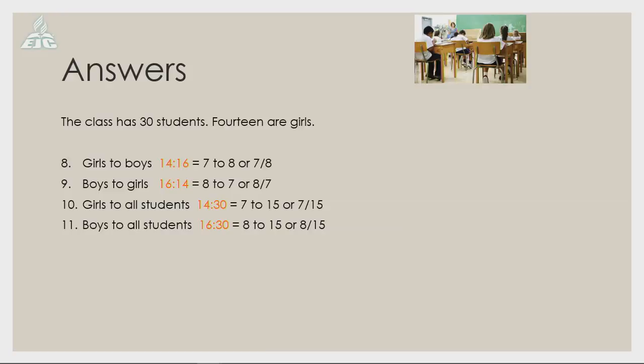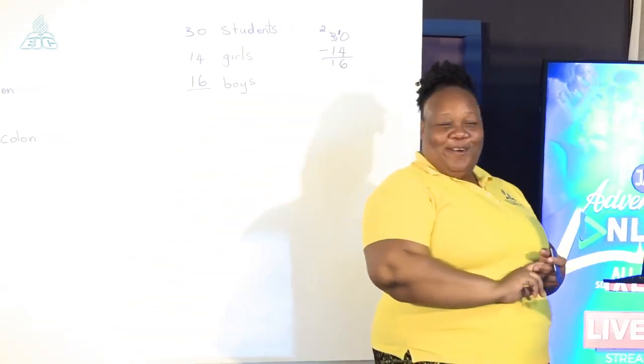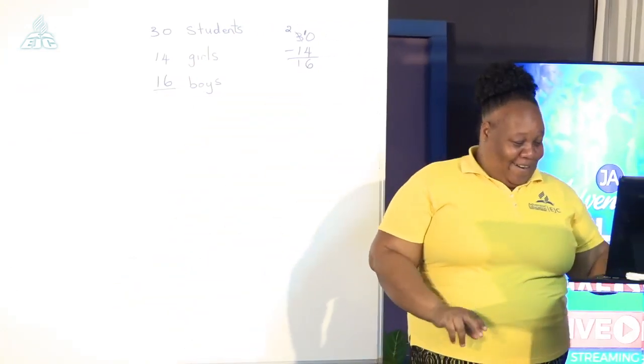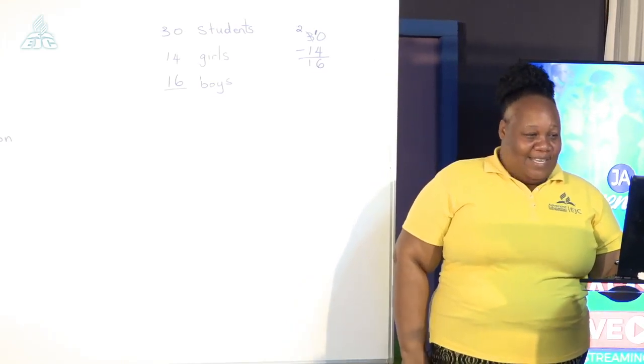Then boys to all students. 16 boys to 30 students in the class. Okay, how many persons got all correct? 4. 4 out of 4. All right, very good. I hope you are understanding so far what we are doing.